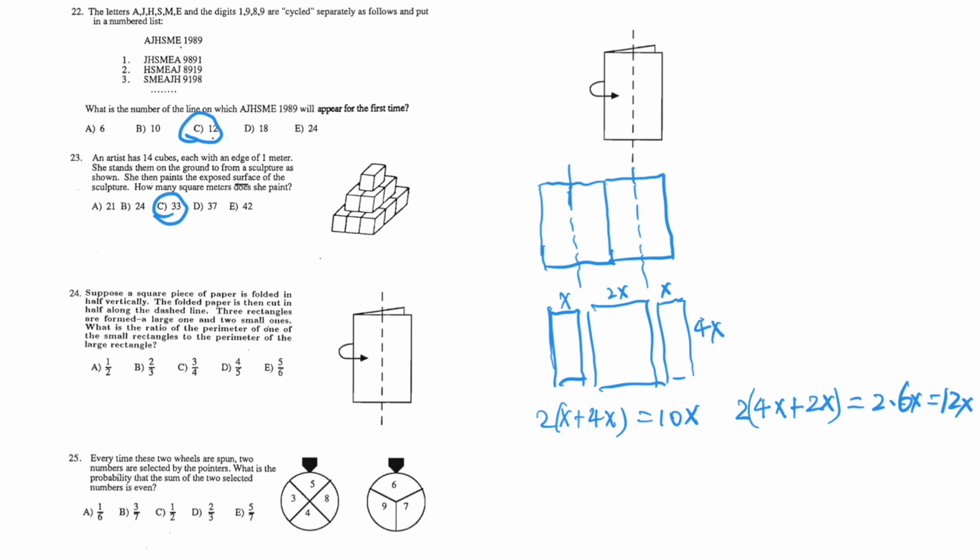So the perimeter ratio of the smaller one to the larger one is 10x to 12x. That's 5 to 6 because we cancel x, and also cancel 2, that's 5 and 6. So the total is 5 to 6. We can write 5 over 6. So the answer is E.